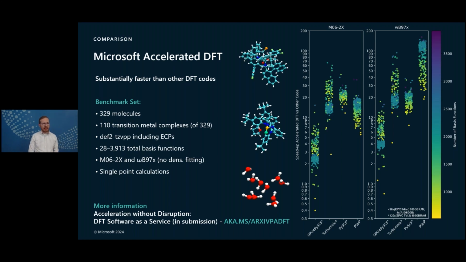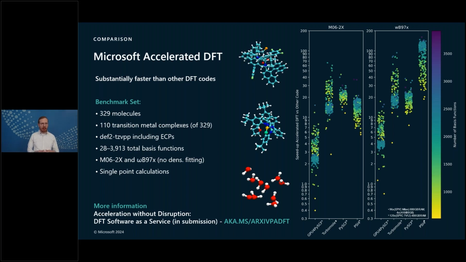And here in this test, we created a diverse sort of molecular test set. It includes a lot of heavy atoms, transition metal complexes, and there's 329 molecules in total. And we scan from a small number of basis functions, 28, all the way up to 4,000 basis functions, because in the end, the cost of DFT scales with the number of basis functions.